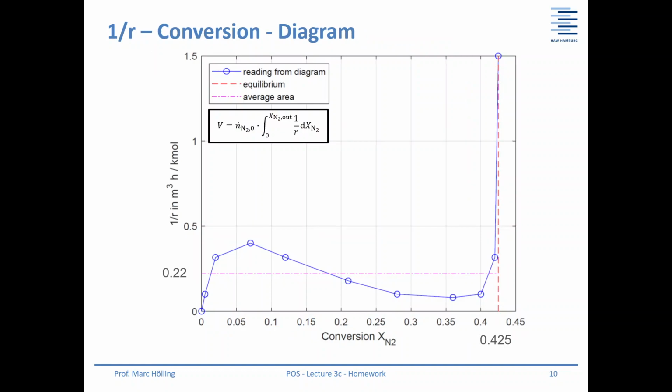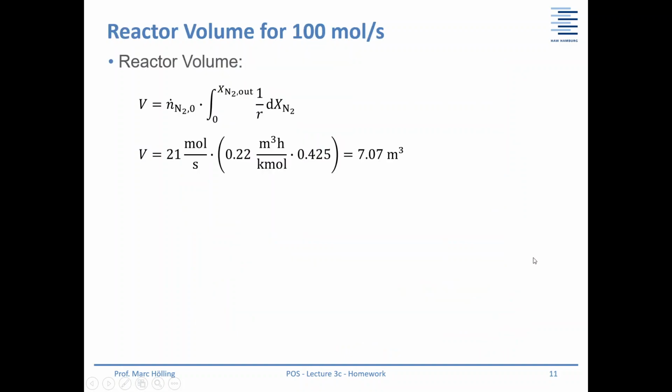I draw this line, and again I just said, okay, the area that we have above here and here should be close or similar to this area. And if I want to do it, then I can calculate my reactor volume just by the inlet mole flow of nitrogen. So it's again 21 moles per second times this rectangle here. Okay, the value is then 20 moles per second.